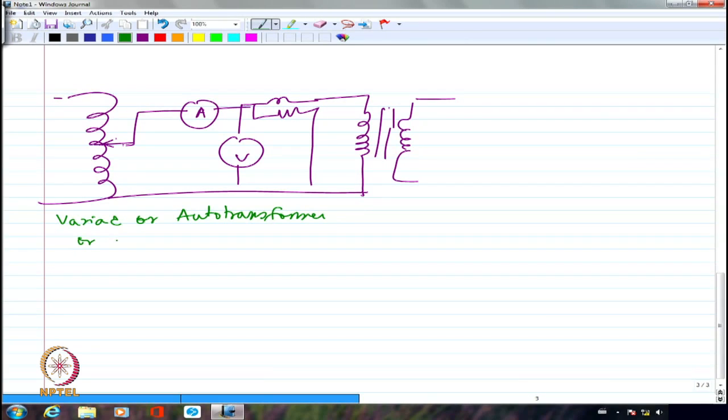So probably because the voltage can be decreased and a lamp's intensity can be reduced, dimmed, maybe they use the word dimmerstat. So it's called dimmerstat as well. These are the names for the autotransformer. And here I will apply 220 volts single phase 50 hertz AC.